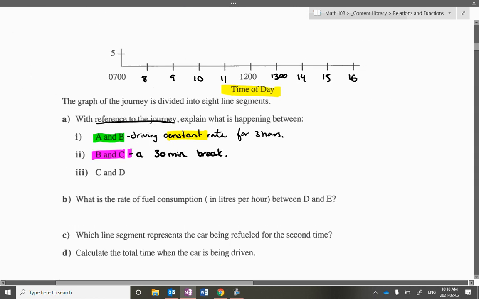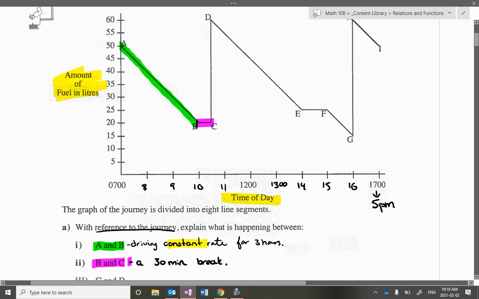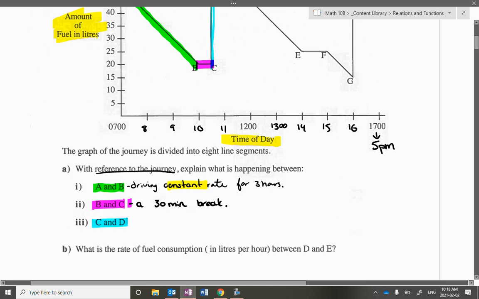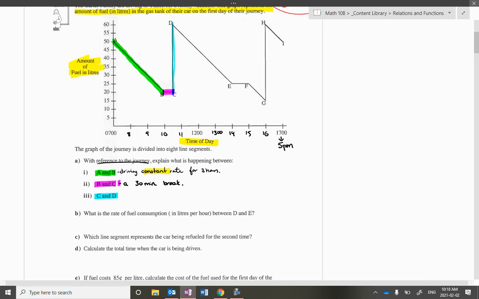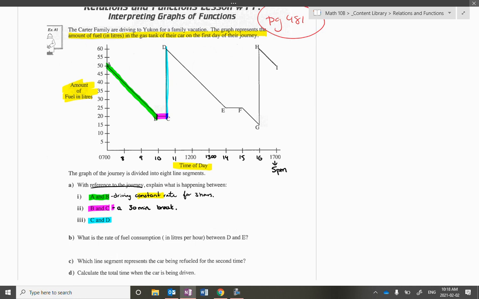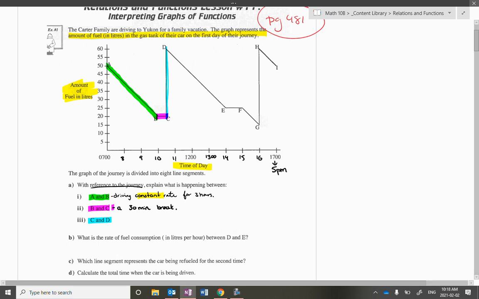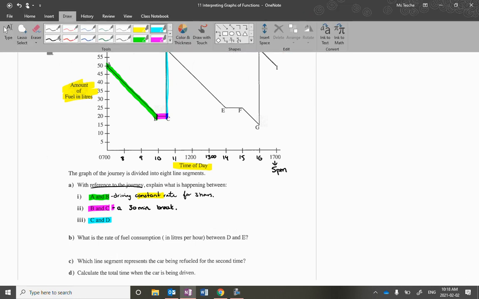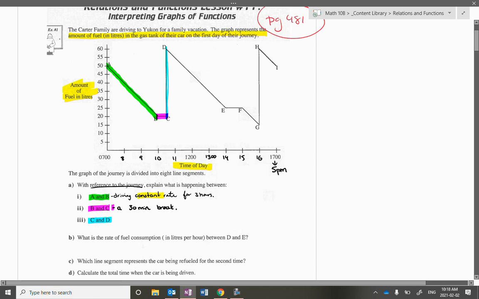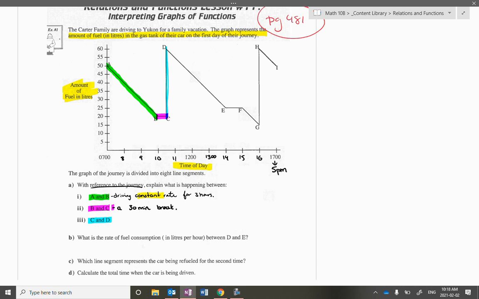Okay, between points C and D. So we have this drastic jump up here between points C and D. What would have happened between points C and D there? I've heard from both of you. Someone else that's new. Carissa. You're not Carissa. Charlotte, sorry. Good, they're refueling the car, totally, right? My gas tank's going from 20 all the way back up to 60. So it's a drastic increase.